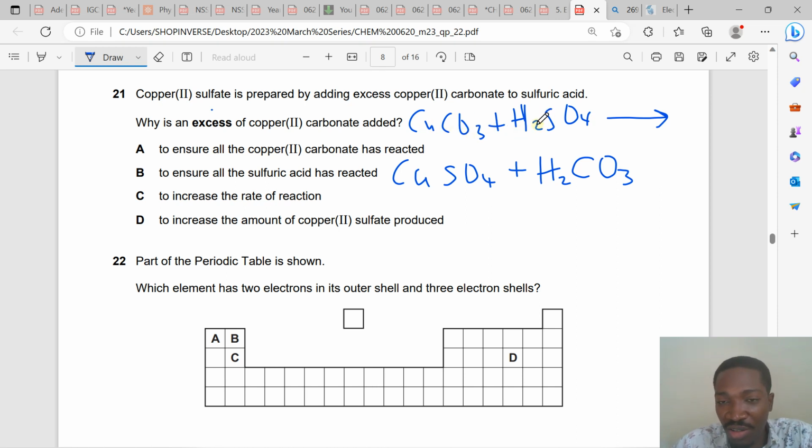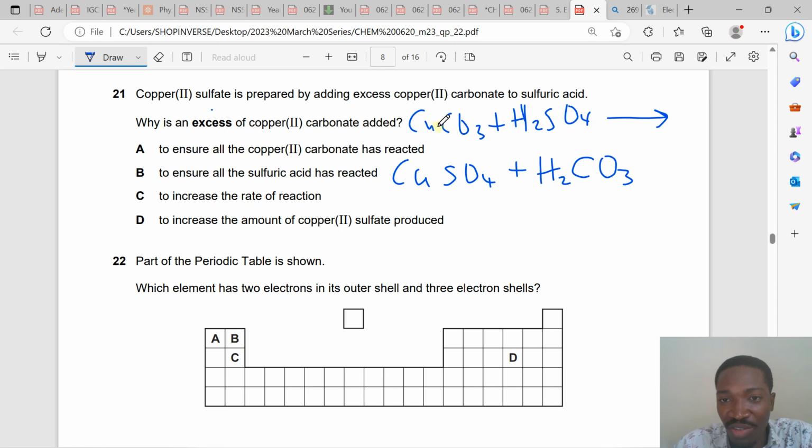If you don't have excess, why is excess copper 2 carbonate needed? Sorry, you add excess copper 2 carbonate in order to ensure that all of the acid will be consumed. Adding excess of this will ensure all of the acid is consumed.